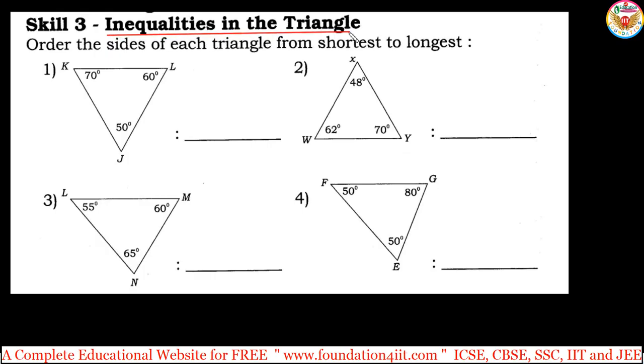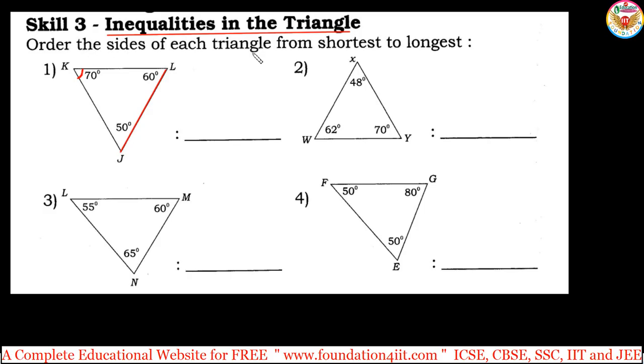Inequalities in a triangle. So this property is: in any triangle, the angle that is greater has the greater opposite side. For example, in triangle KLJ, 70 degrees is the greatest, right? So this LJ is the longest side. In any triangle, the greater the angle, the longer the opposite side, remember.